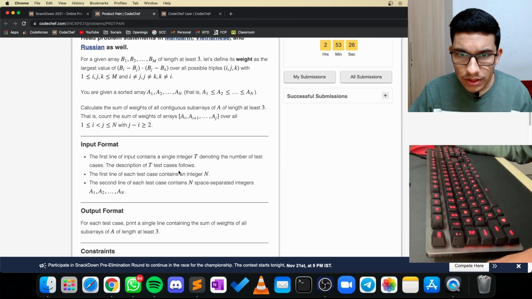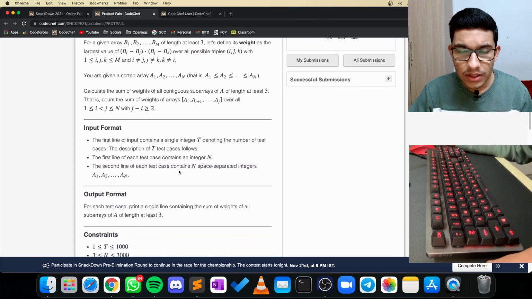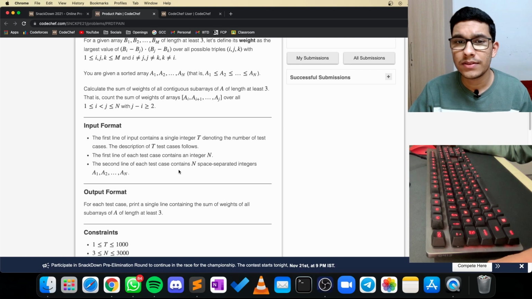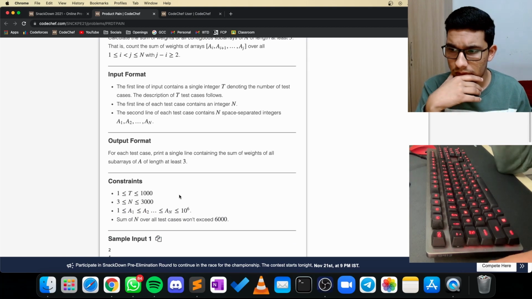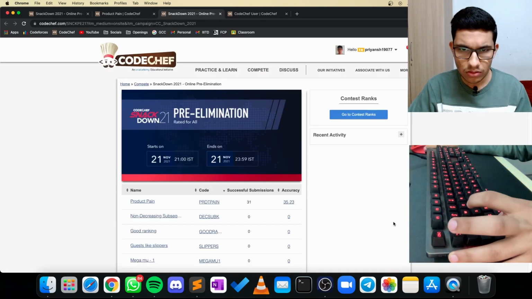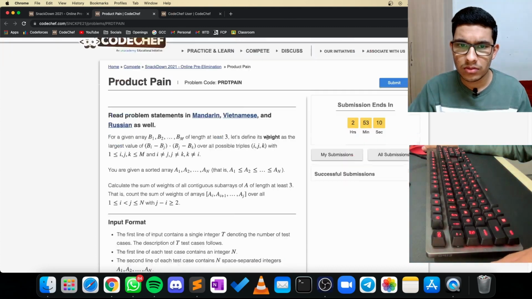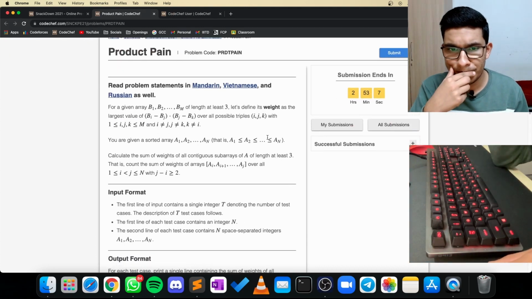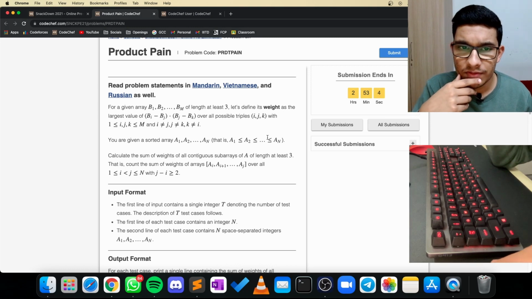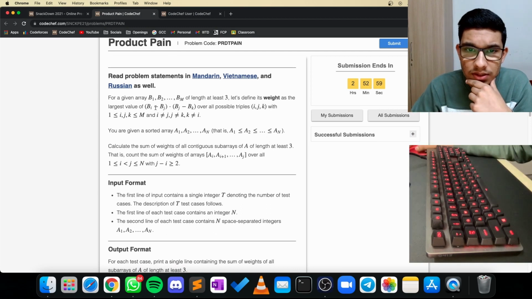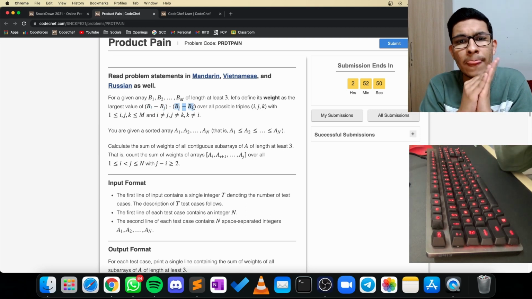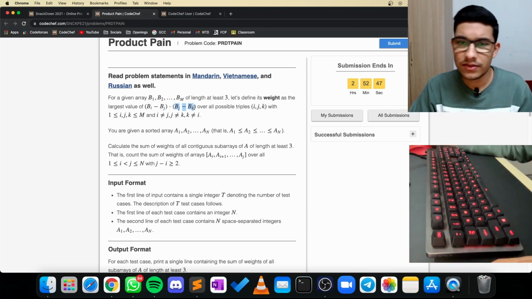Calculate the sum of weight of all the contiguous subarrays of A of length at least 3. That is, count the sum of weights of arrays. Okay. Product pane. Maximum value of bi minus bj. Oh, just a minute. This is bi minus bj, and then this is bj minus bk. Okay. Yeah, this will always be positive. This is fine.